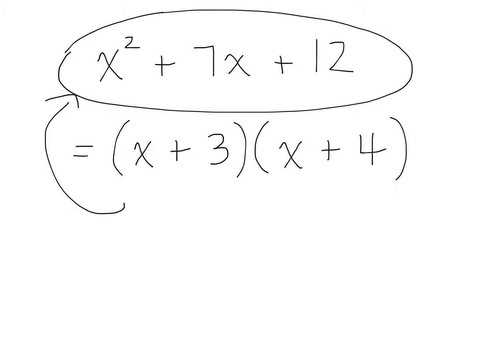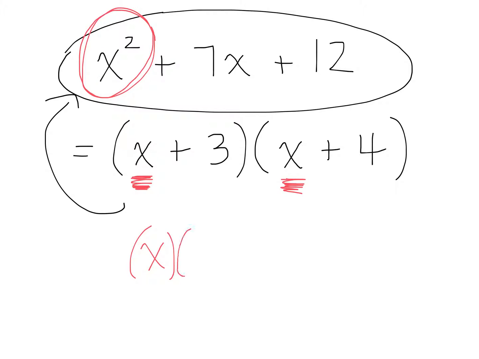Compare the first term in each of the binomial factors to the first term in the trinomial. Okay, so let's do that. What's the first term in the binomial? And what's the first term in the trinomial? How do you think they got that? X times x is equal to x squared, okay?